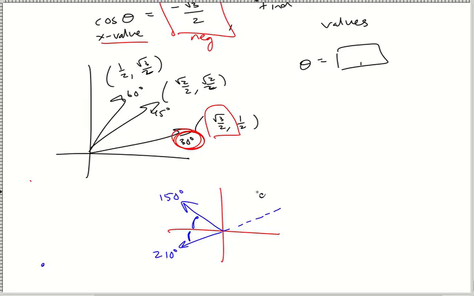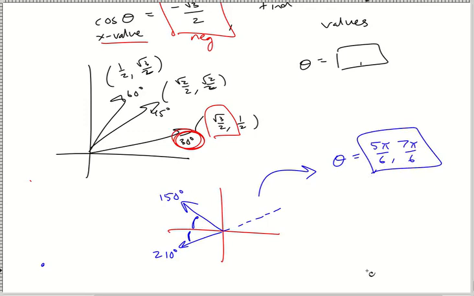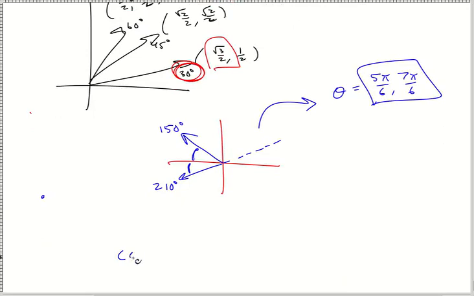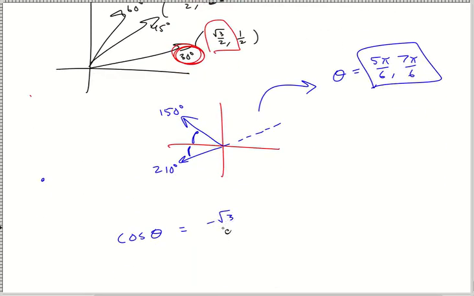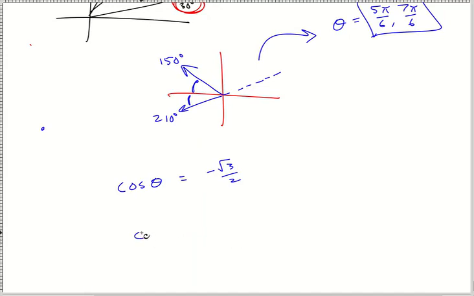So I'm going to take these now, and I'm going to convert them into radians. Thankfully, they're easy ones. I got 5 pi over 6 and 7 pi over 6. And that's basically how you do this problem. What if I used a calculator? Think about it for a second. It said the cosine is equal to the negative square root 3 over 2. Couldn't I arc cosine? Couldn't I go and find the angle for this?